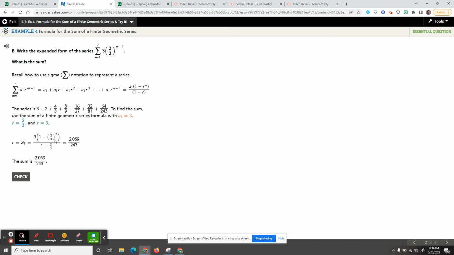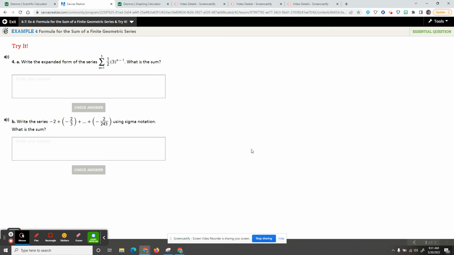And those are the only 3 things you need. You need the first term, you need the ratio, and you need to know how many terms are in the sequence, in the series. When you evaluate all that, you end up with that fraction, 2059 divided by 243. When you go to check it, you can actually find the numbers in the sequence if you wanted to and add them all up, and you're going to get that value, right? So this formula is a shortcut for just recursively finding each term in the sequence and adding it up.